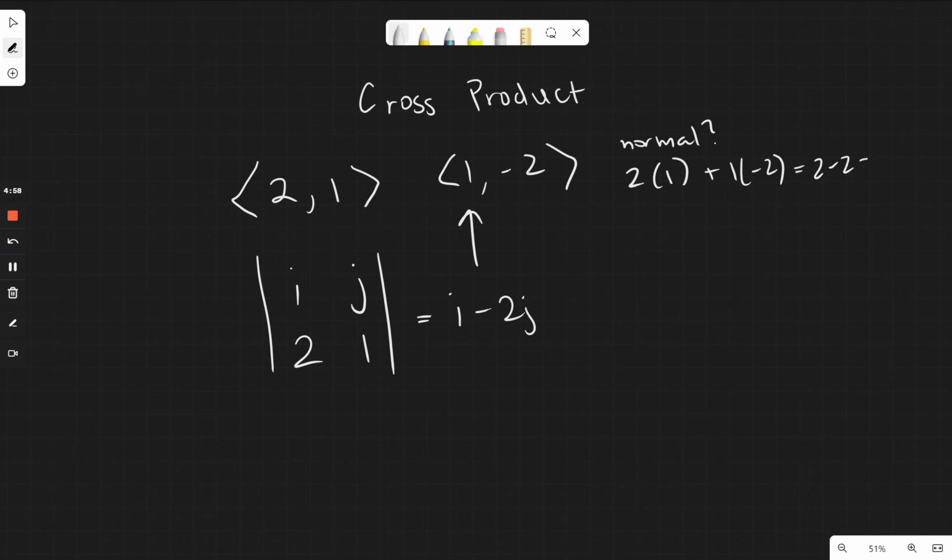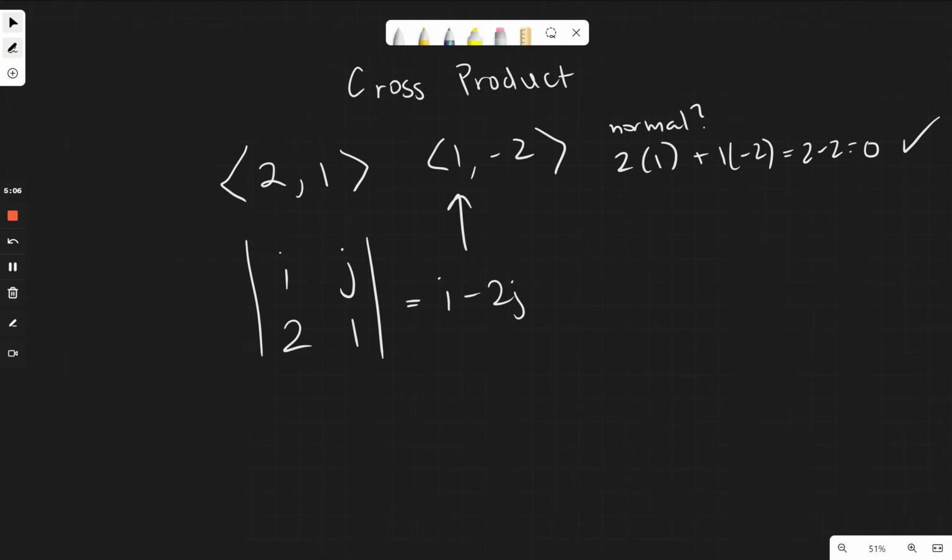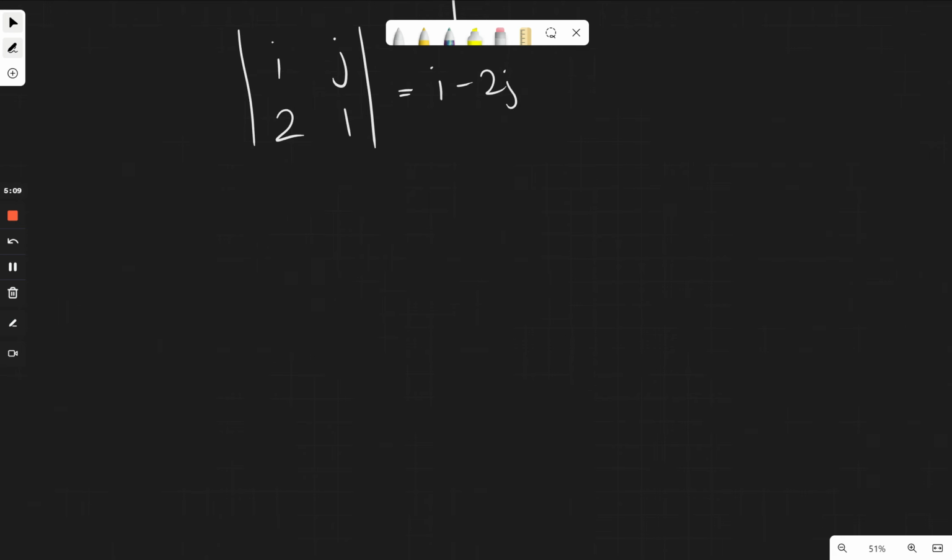Wow, this is 2 minus 2, which is 0. So these vectors are normal. Okay, now let's try this with a 3 by 3. So we need to find the perpendicular, the normal vector to two 3-dimensional vectors, right, which I drew out for you before.